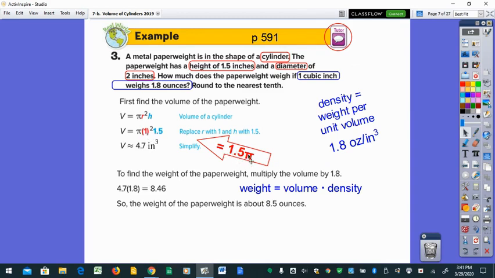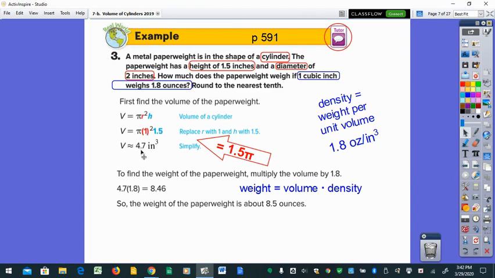You'll see me typing this over here because your book kind of skips that step, and we need for you to be able to do that as you head into high school math. Now I'm going to approximate by taking 1.5 times pi, and the volume of this paperweight is about 4.7 inches cubed, but that's not a weight measurement. Inches cubed is not a weight. It's not pounds or ounces or grams, and in this case we want ounces.